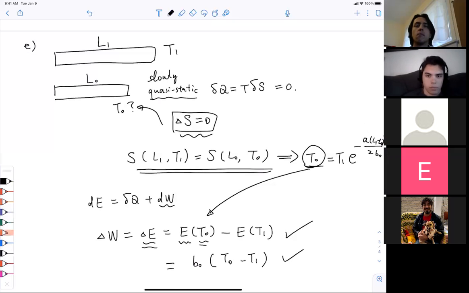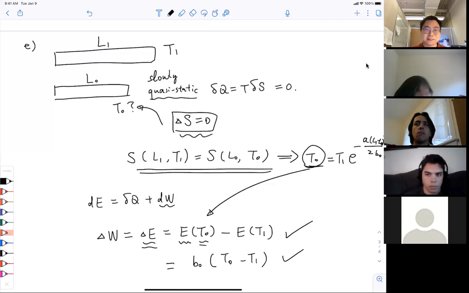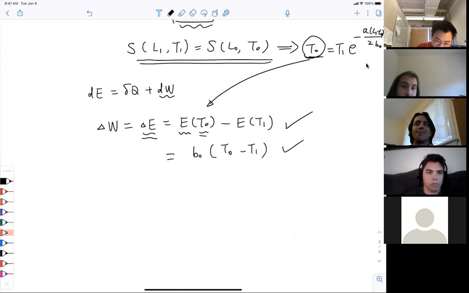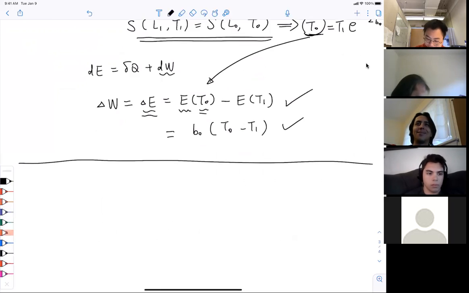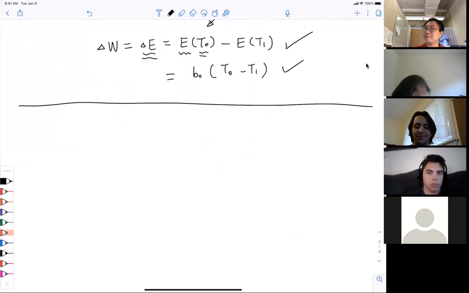Yeah, I actually think this problem is a very nice problem as a thermodynamic problem. Okay, so if no question, let's go to problem 2.